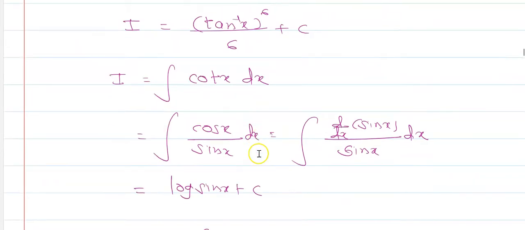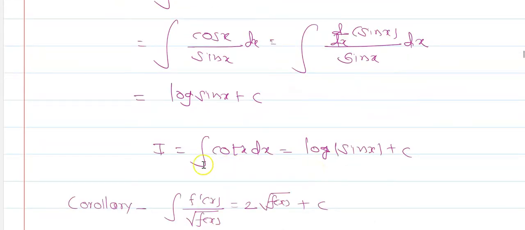Then what is the method of substitution here? That is the integral cos of x upon sin of x. Now again this can be written as f dash of x upon f of x. Yes, here f of x is sin of x. And what is its derivative? It is cos of x. Therefore, I had written d/dx of sin of x upon sin of x. Here is f of x and here is f dash of x, and its integral is log of f of x, which is log of sin of x plus c. Therefore, the integral of cot of x dx is equal to log of sin of x plus c.